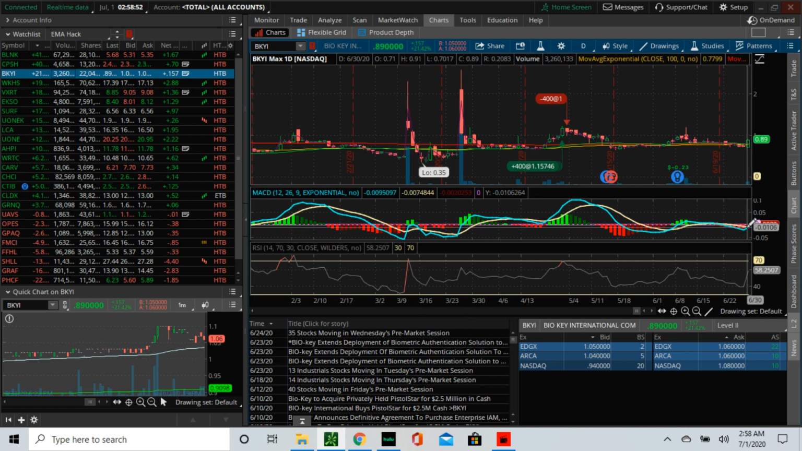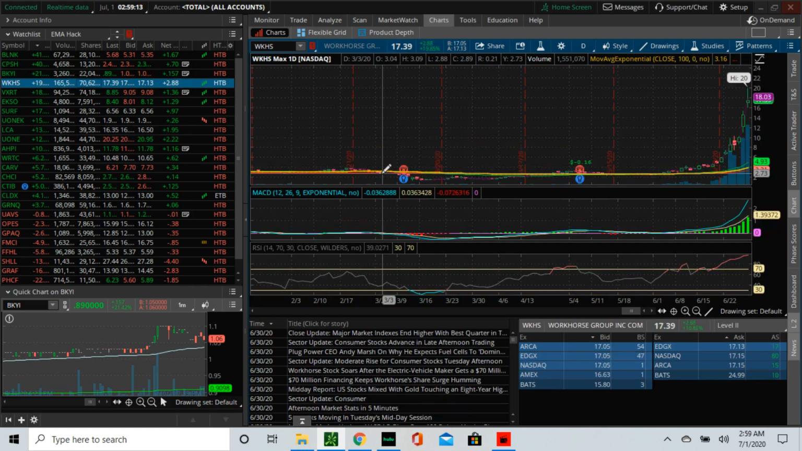MACD is still kind of selling off, and the RSI is in bullish territory. So, who knows? This one could go a little bit higher as it's up after hours at the $6, $7 area.